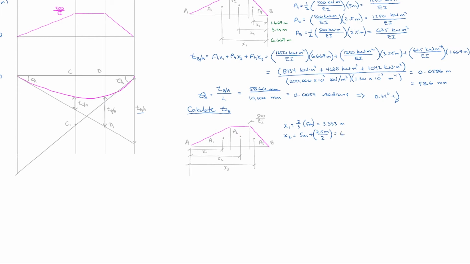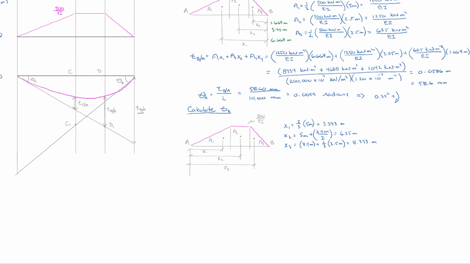equal to 6.25 meters, and x3 equal to the initial 7.5 meters, that's the 5 meters plus the 2.5, plus 1/3 of the triangle distance, which is 2.5 meters, for a total of 8.333 meters. So as I said, we've already got the areas A1, A2, A3. So I'm just going to use those from the first part of the question and bring them down.